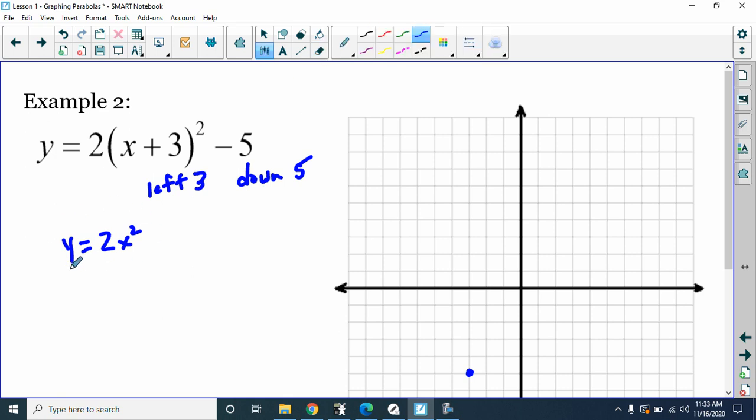We're then going to make an xy chart for the parent function. Good numbers to pick are usually -2, -1, 0, 1, 2. We'll take a look at one in a minute where there's different values we should pick. And we're plugging those in for x into the parent function. So if I plug in -2, squared is 4, times 2 is 8. -1 squared is 1, times 2. 0 times 2. 1 squared times 2. 2 squared, 4, times 2.